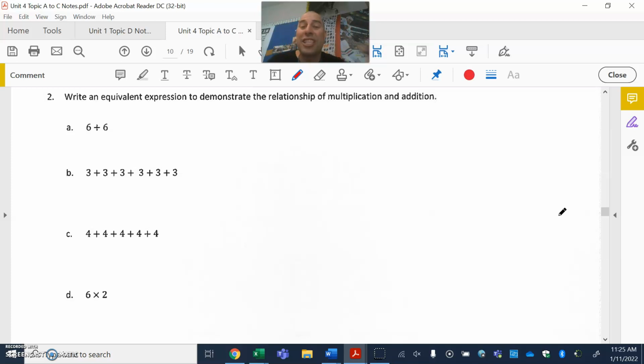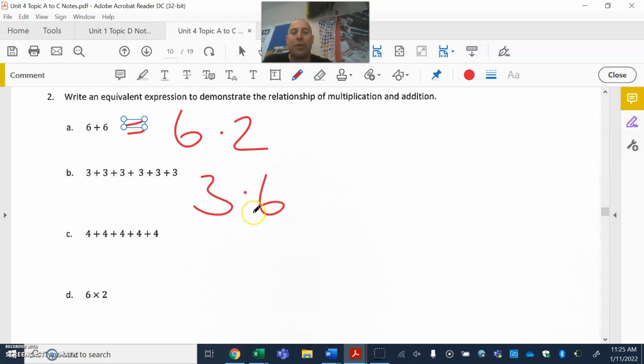All right, so here we go. So 6 plus 6. Don't tell me it's 12. I know it's 12. But if they gave me an addition, rewrite it multiplying, well, that's the same as 6 times 2, because again, I got 2 groups of 6. Repeat addition is multiplication. So there's a 3. How many do I have? 1, 2, 3, 4, 5, 6. There we go. 3 times 6 is what we're dealing with here. So, again, repeat addition, multiplication there.